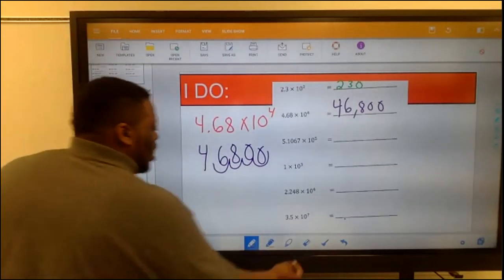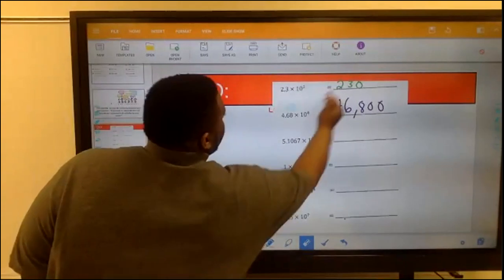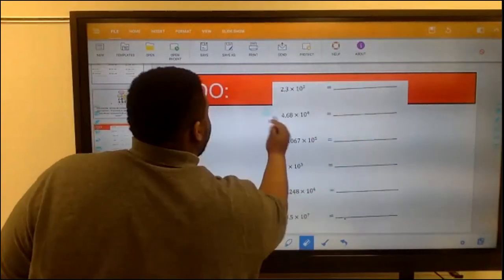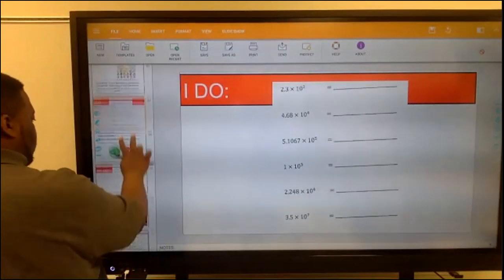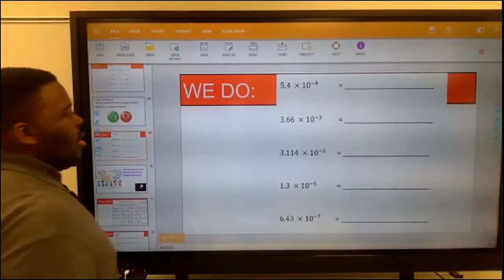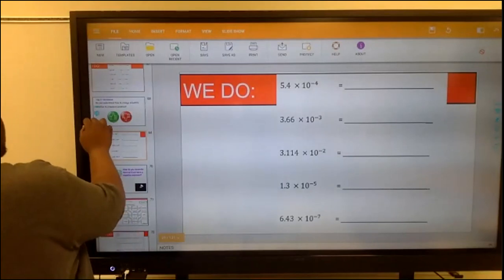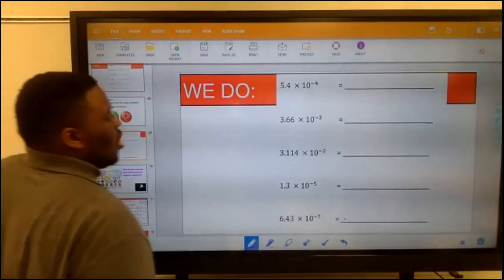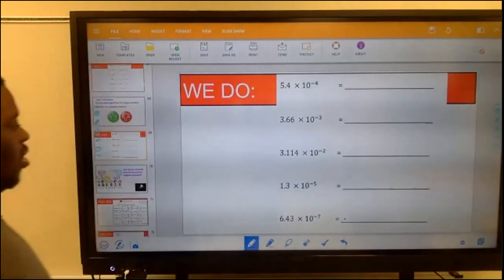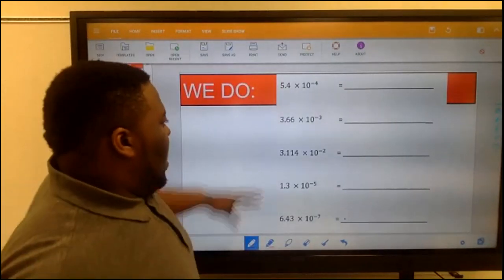All right. So now here comes the we do. This is what we're supposed to start on. I want to make sure everybody understood where I was at, because it seems like we always have a little problem navigating. Okay. Now we're working with the negative exponents, right? So let's go ahead and get to this. This is our only we do slide. So you only have 5 problems.